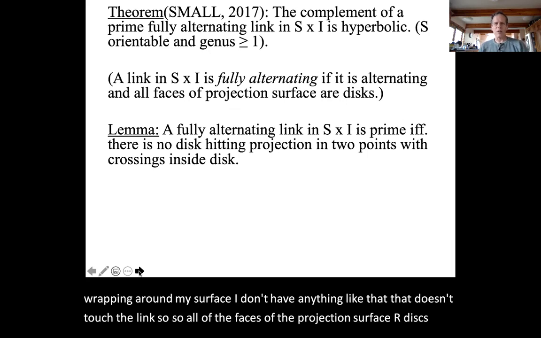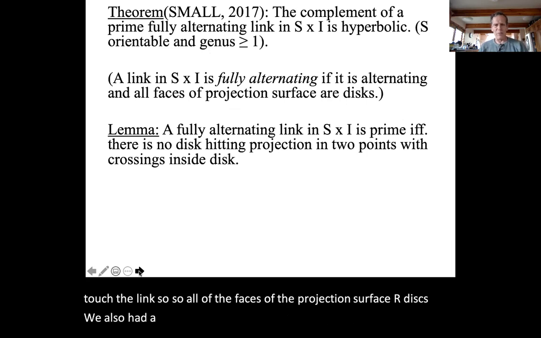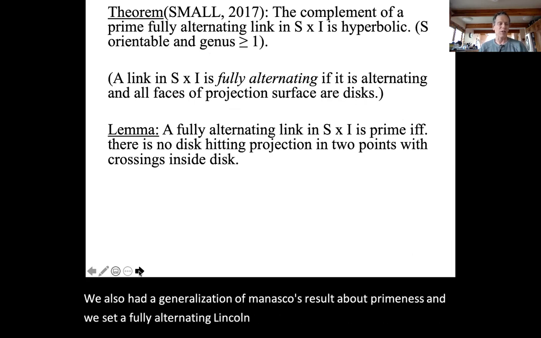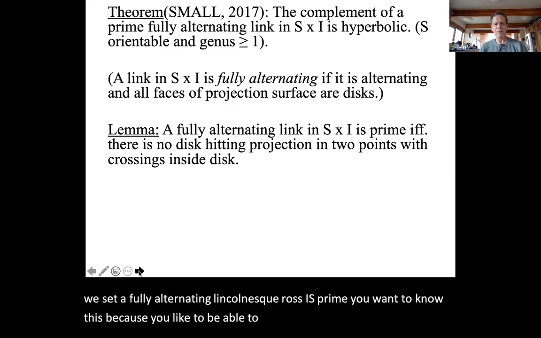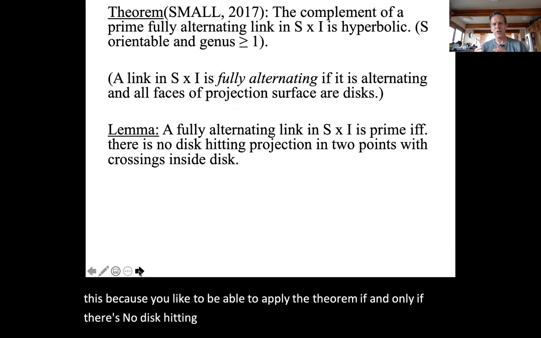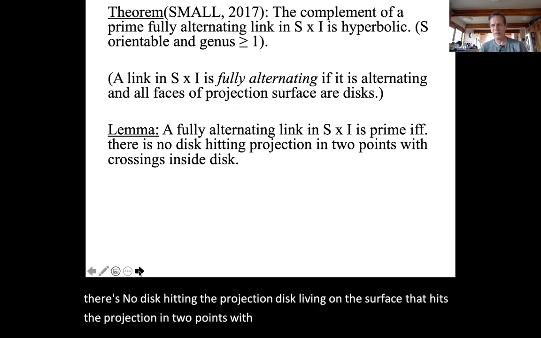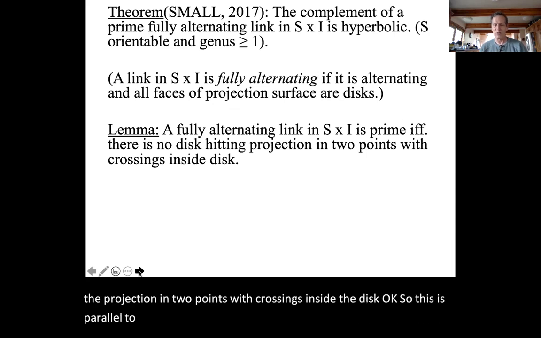We also had a generalization of Menasco's result about primeness. We said a fully alternating link in S cross I is prime, and you want to know this because you'd like to be able to apply the theorem, if and only if there's no disk living on the surface that hits the projection in 2 points with crossings inside the disk. So this is parallel to Menasco's result for how you tell whether an alternating link in the plane is prime. This is the analogous result on a surface.